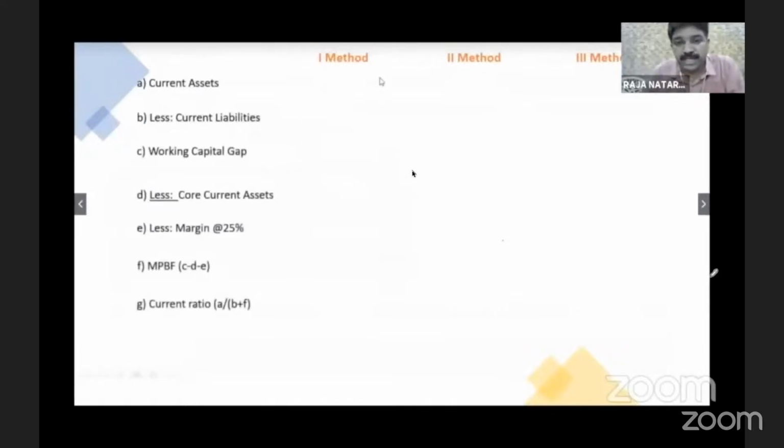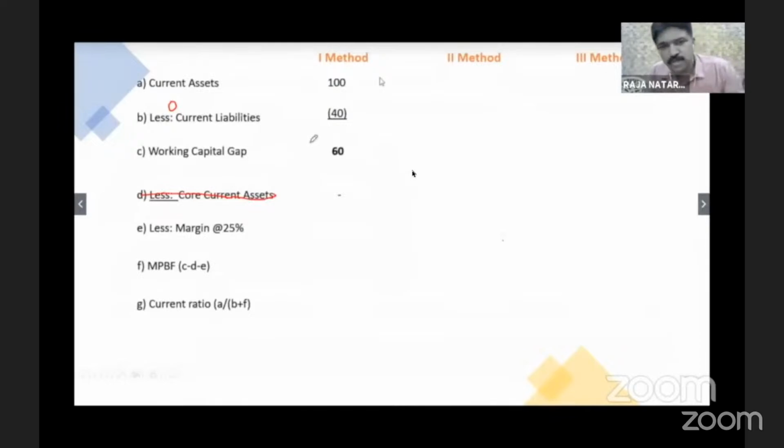Now, what is the current asset? It is 100 lakhs. What is the other current liability given in the case? It is 40 lakhs. It means for creating 100 lakh worth of current asset, 40 lakh of support or funding has come from other current liability. It means there is a working capital gap of 60 lakhs. Let us also ignore the core current assets now. So there is a gap of 60 lakhs.